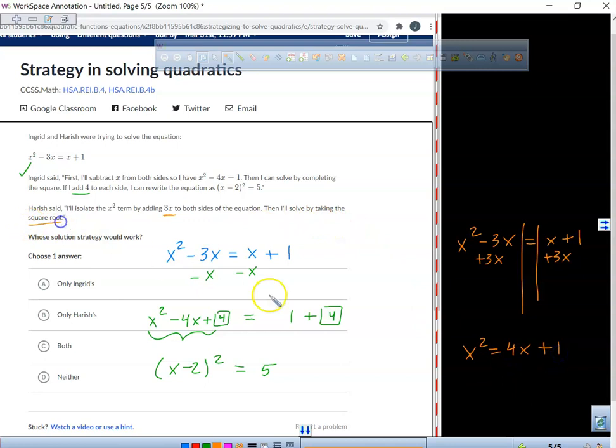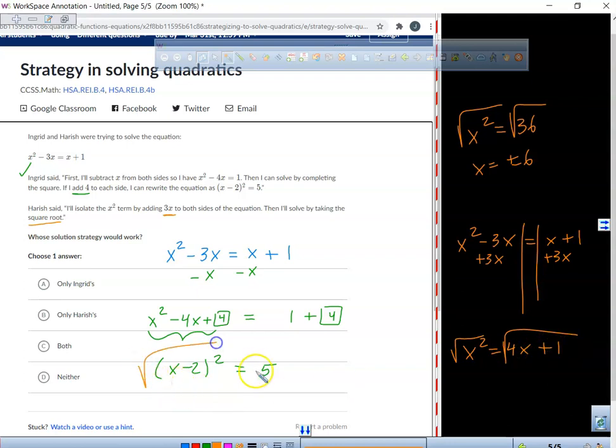And then he would solve it by taking the square root. Is this a viable option for solving for x? No. Now, where would it be a viable option? If it was just x squared equals a number like 36, then it would be a viable option. Then it would just be x equals plus or minus 6. But here, this is not a viable option for solving for x. Okay? You would have to complete the square. Then you could do what? Take the square root of both sides. So Harry, not good. All right? Ingrid, better. He's just going to get a number that won't make any sense.